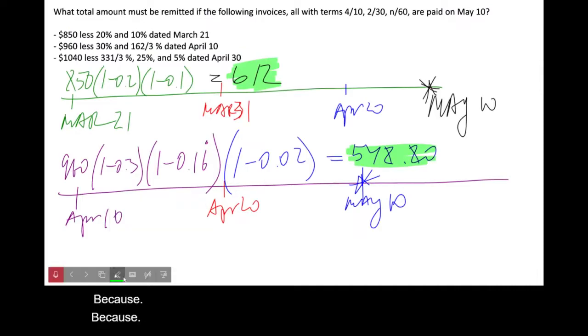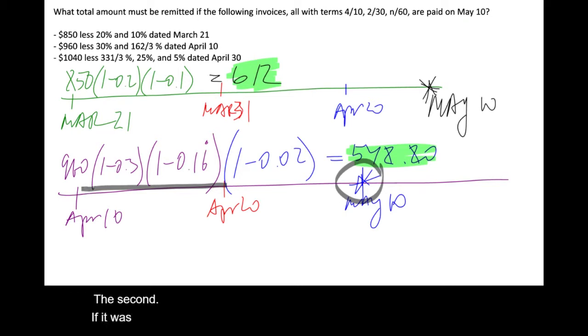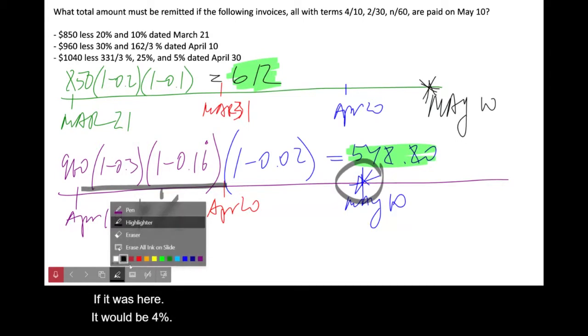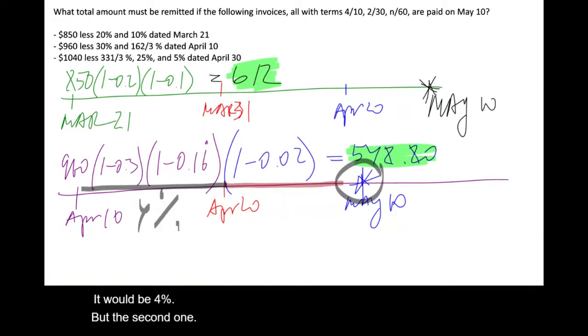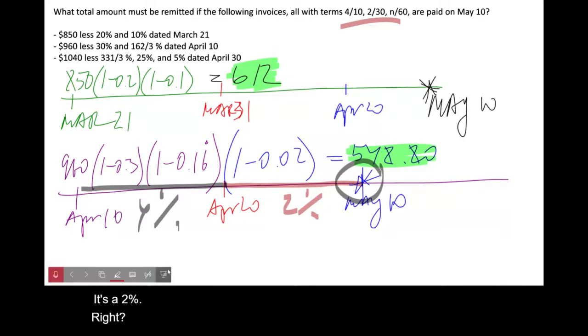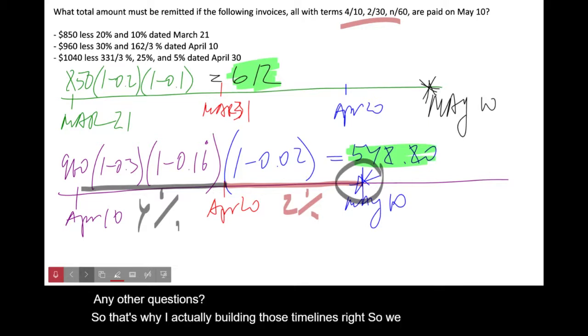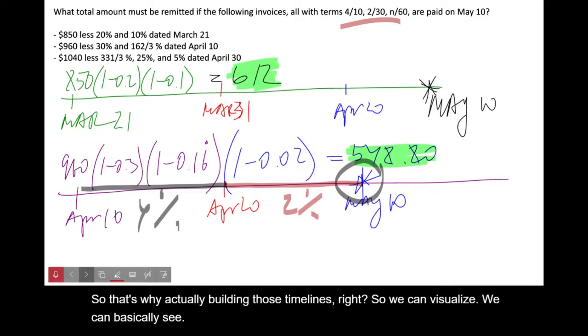Because we hit the second. If it was here, it would be 4%. But the second one, it's a 2%. Right? Right there. Any other questions? So that's why actually we're building those timelines, right? So we can visualize, we can basically see what is happening.